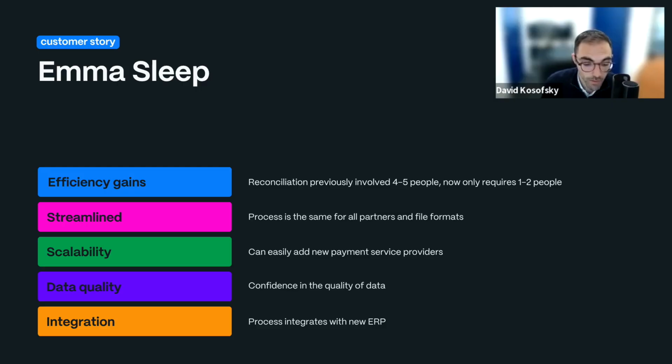Final point, just on the bottom left here, is integration. At a certain point in time, Emma Sleep switched to a new ERP, and because the whole process was automated, it was a very easy transition for them. And that gives a business amazing flexibility and dynamism and the ability to pivot, which can even mean the difference between life and death of a company. So that kind of ability to pivot and ability to integrate is really, really important.